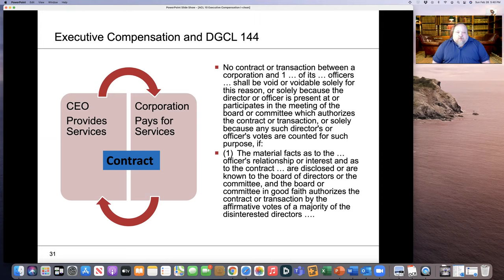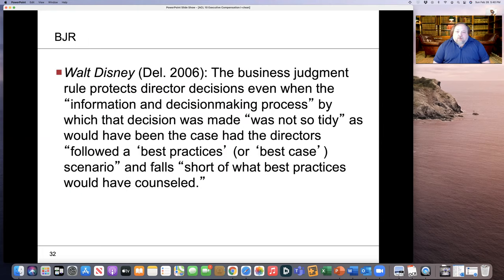Under those conditions, if that approval has been made, the burden is on the plaintiff shareholder to show that the transaction is so egregious as to amount to waste. And that's an extremely difficult claim for a plaintiff to make. So usually the plaintiff is going to sue the board of directors and claim that their approval of the CEO's contract was a breach of their duty of loyalty or their duty of care.